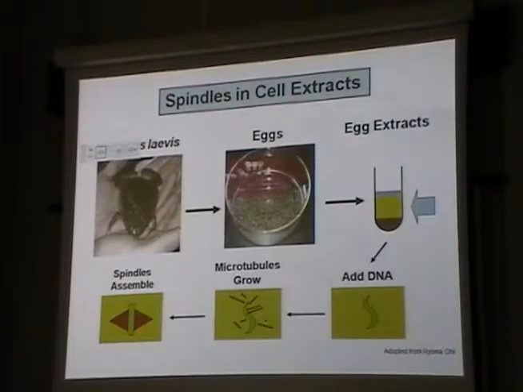So another thing which just illustrates the amazing built attributes of the spindle is the experimental system we use. We didn't develop this, other people developed this. But what we do is we take a frog, we inject it with a hormone that makes it lay a bunch of eggs.